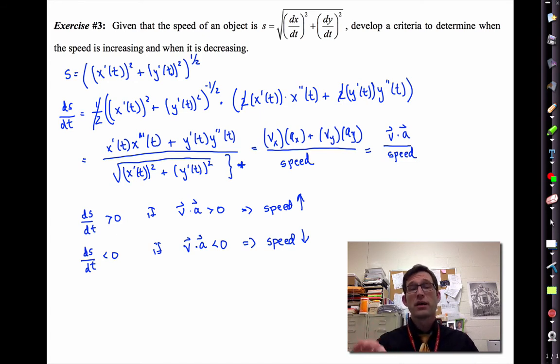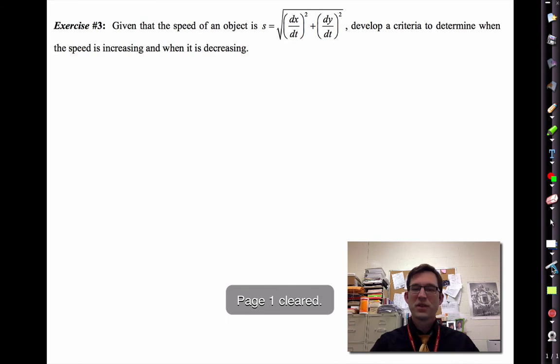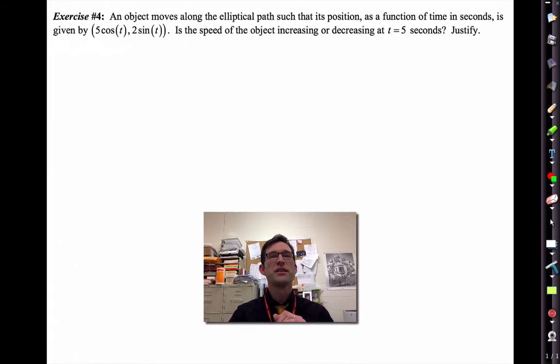Likewise, if the dot product of the velocity and acceleration is less than 0, then the speed must be decreasing. So it's all about the alignment, whether velocity and acceleration are working together or they're working opposite of each other, or at least somewhat opposite of each other. So that's the criterion, all about the dot product of velocity and acceleration. Isn't that kind of neat? I love that as an extension of the one-dimensional case. I'm going to clear it. It's gone. Let's do one application of that, and then we'll be done.